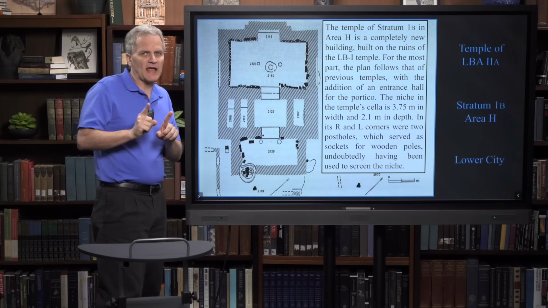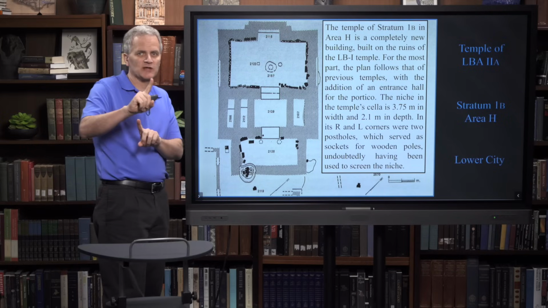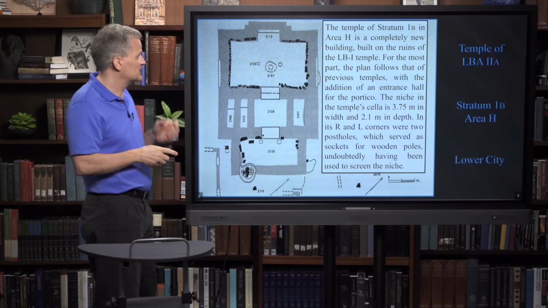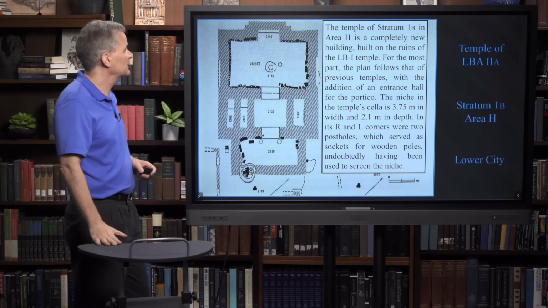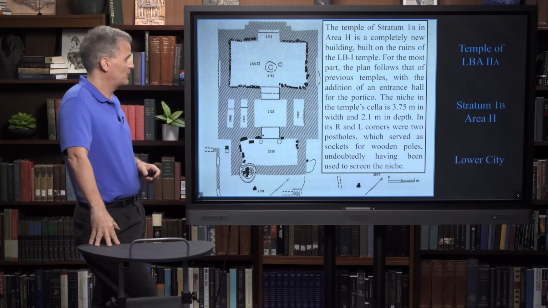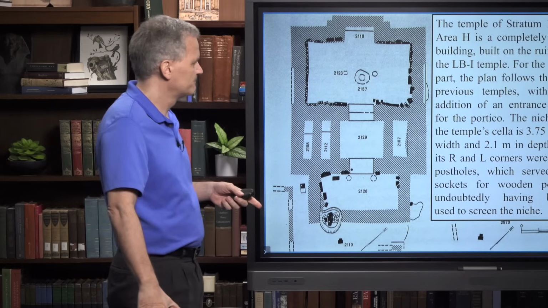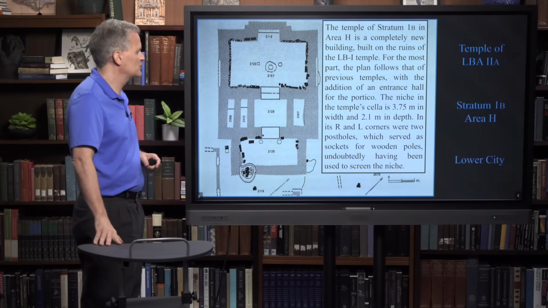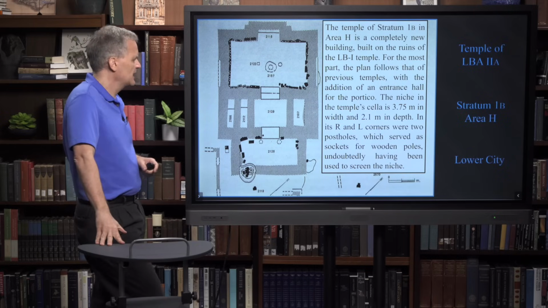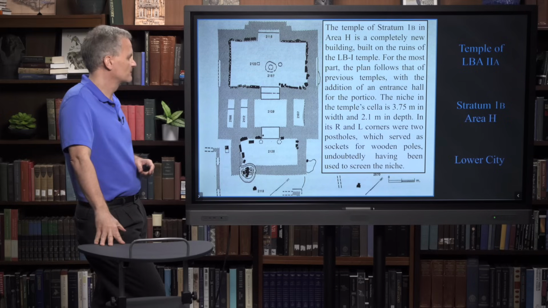Now let's take a quick look at the temple architecture that I said is very different in the transition from Late Bronze Age 1 to Late Bronze Age 2. So the Temple of Stratum 1B in Area H is a completely new building, built on the ruins of the Late Bronze 1 temple. For the most part, the plan follows that of previous temples, with the addition of an entrance hall for the portico. The niche in the temple's cella is 3.75 meters in width and 2.1 meters in depth. In its right and left corners were two post holes, which served as sockets for wooden poles, undoubtedly having been used to screen the niche.